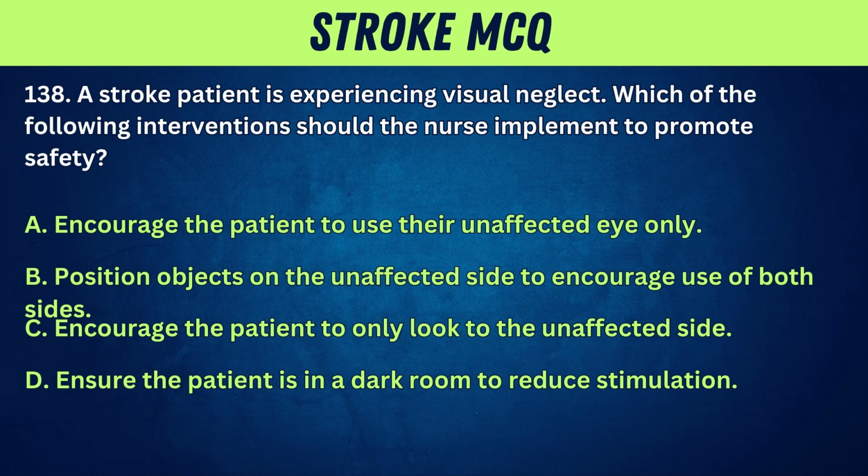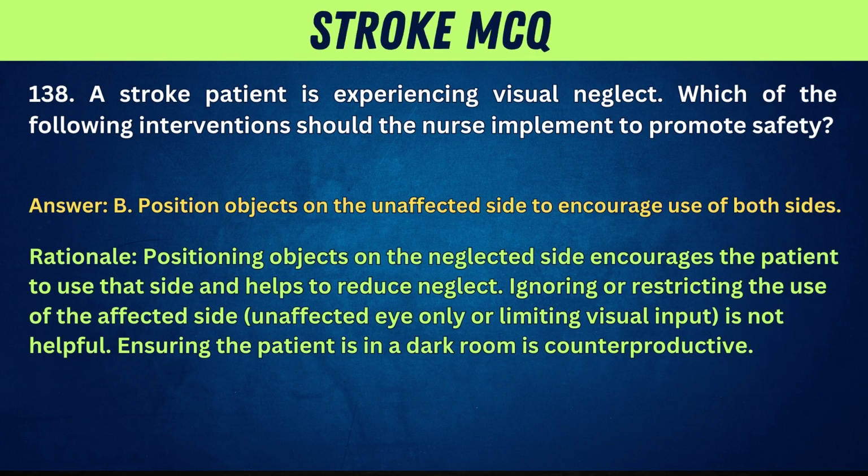138. A stroke patient is experiencing visual neglect. Which of the following interventions should the nurse implement to promote safety? A. Encourage the patient to use their unaffected eye only. B. Position objects on the unaffected side to encourage use of both sides. C. Encourage the patient to only look to the unaffected side. D. Ensure the patient is in a dark room to reduce stimulation.